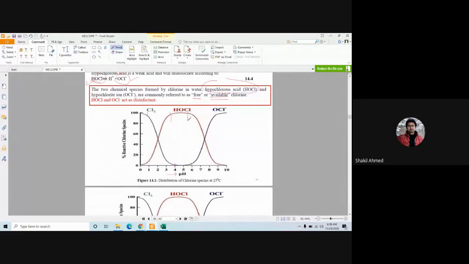Guys, are you following me? Yes, sir. However, chlorine and hypochlorite ion concentration is low. And if you go beyond 9, you'll find that hypochlorite ion has the highest concentration. At around 7.5, you'll see both curves meet. Okay, that means the concentrations of hypochlorous acid and hypochlorite ion are equal. Okay, similarly here.